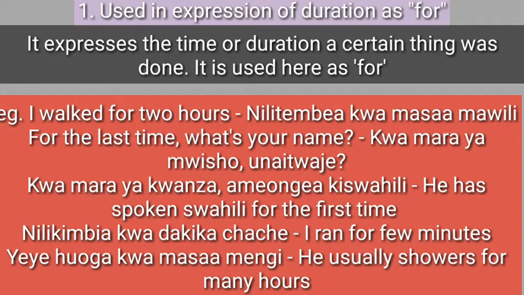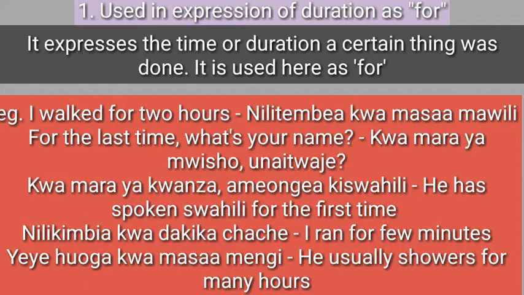Nilikimbia kwa dakika chache. I ran for few minutes. Yeye huoga kwa masaa mengi. He usually showers for many hours. So, I think you can see the uses of kwa in these sentences, like kwa masaa, for what duration?